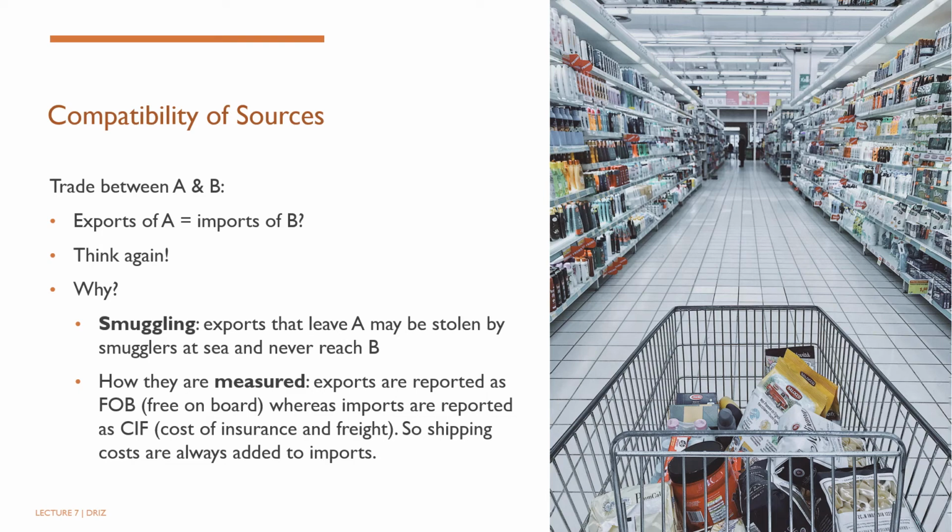The second relates to how exports and imports are conventionally reported. Exports are always reported as FOB, or free on board, whereas imports are always reported as CIF, or cost of insurance and freight. So shipping costs are always added to imports. This becomes a big problem in the construction of trade matrices.